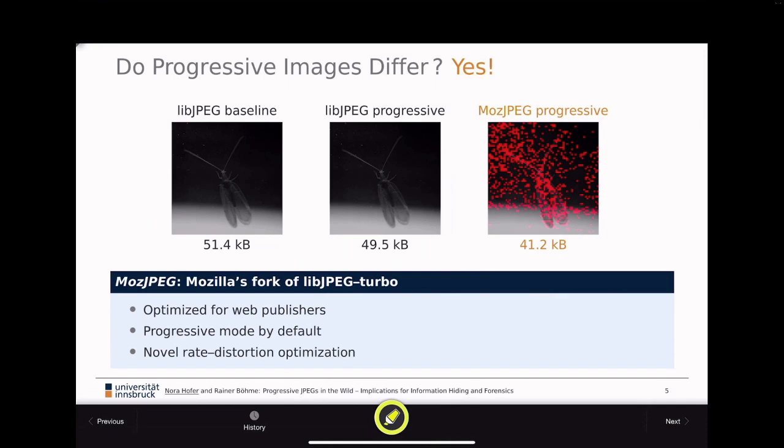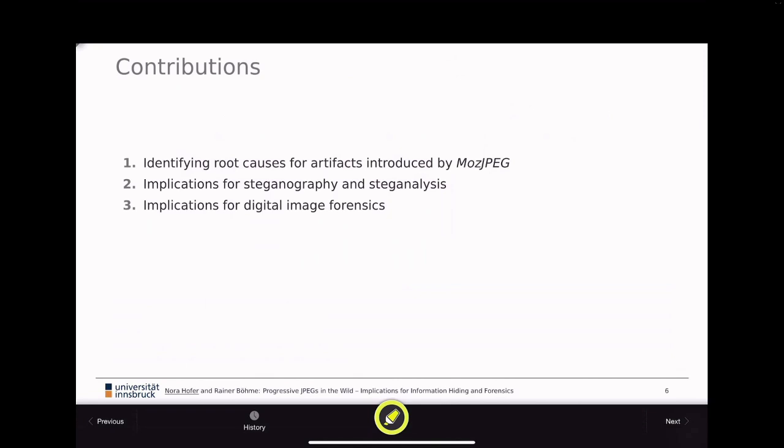So to answer the question that we have in the title here, do progressive images differ? Well, yes, potentially, they can differ. And this brings me to our contributions. So first, we identified the root causes for the artifacts that are introduced by the MozJPEG library. And then we discussed the implications these have for the fields of steganography, steganalysis, and for digital image forensics.